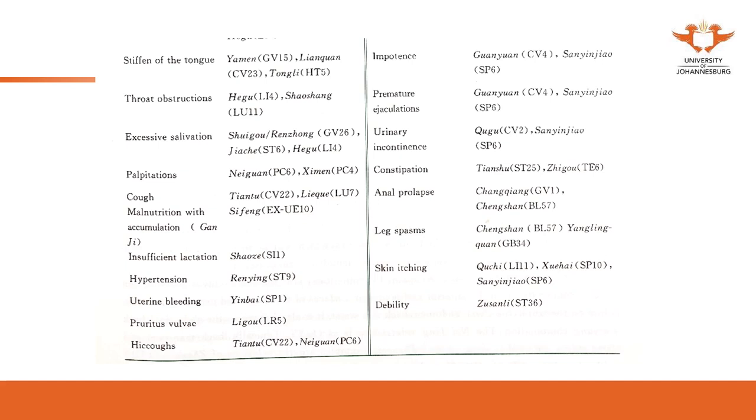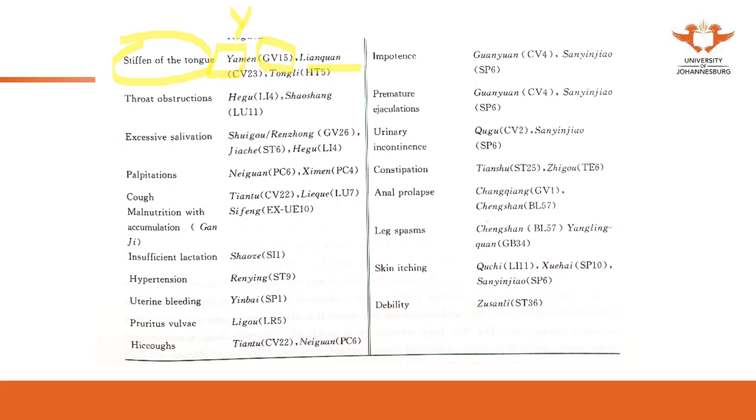Stiffness of the tongue, we use DU15 or CGV15. Yamen, ya means loss of the voice. Someone cannot speak, in Chinese, because of ya. So they can't speak because ya. Yamen can be used for stiffness of the tongue, because if your tongue becomes stiff, you cannot speak.